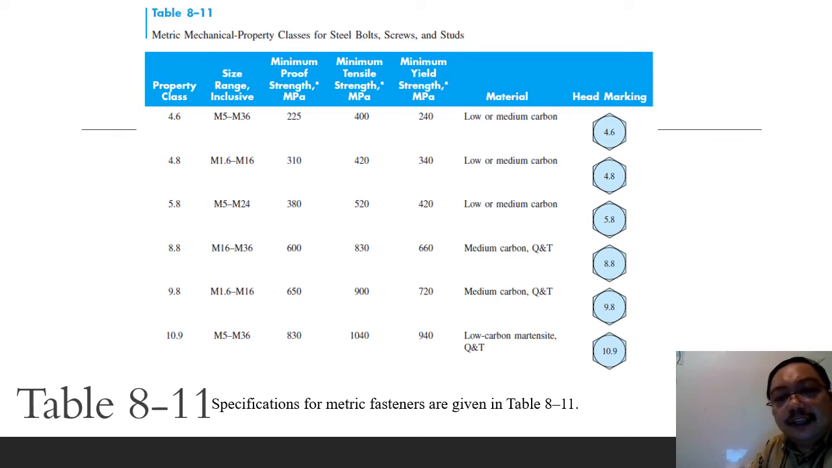Okay, Table 8-11 shows the metric property classes for steel bolts, screws, and studs. This is the specification for metric fasteners, given in 8-11. Here is this specification.